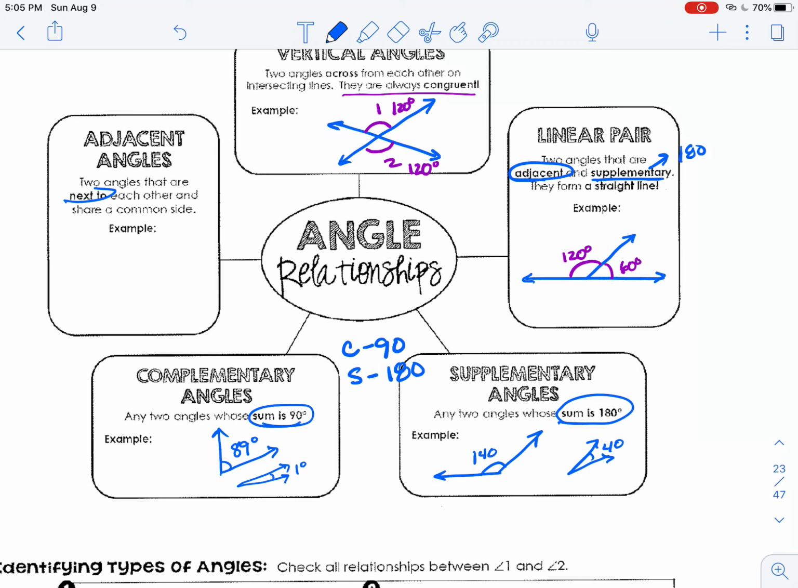Adjacent angles, these are next to each other. They share a common side. Now they can be congruent, but they don't have to be. We could have two angles that are 45 and 45. We could have two angles that are both 20. Or we could have angles that are completely different. How about this angle that's 20 and this angle that's, I don't know, 68? As long as they have a common side.